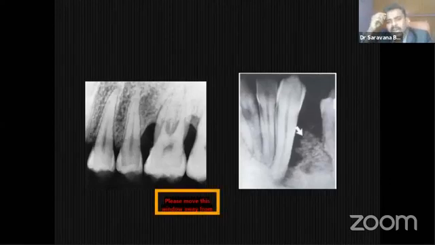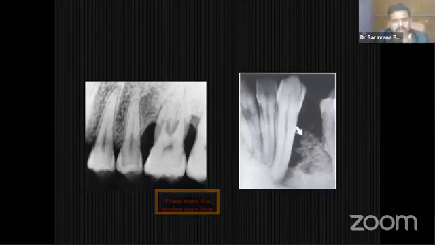Why I have put this picture in this lecture is to show the importance of radiographic diagnosis just by looking at one IOPA. For this case, you cannot simply go for scaling and root planing. You cannot simply go for removing this tooth. You have to keep something in mind. Something is not good. We have to go for further investigation.